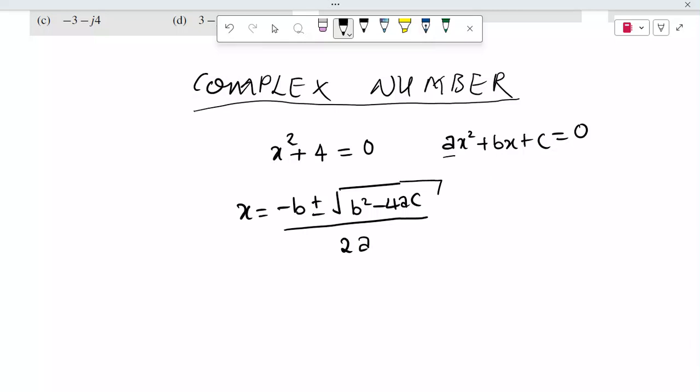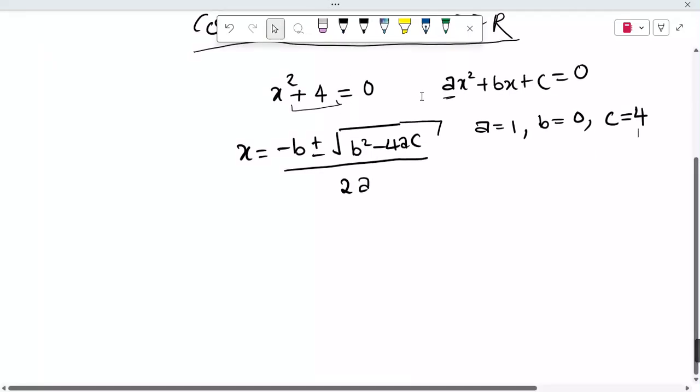You see a is the coefficient of x squared, so the number in front of x squared is a. In this problem, a is what? 1. We don't write 1, we just leave it. Then b is the coefficient of x. We don't have x here, so b is 0. Then c is the independent term at the end, so you take it with its sign. If it was negative we would have said -4, but since it's positive, we just write 4.